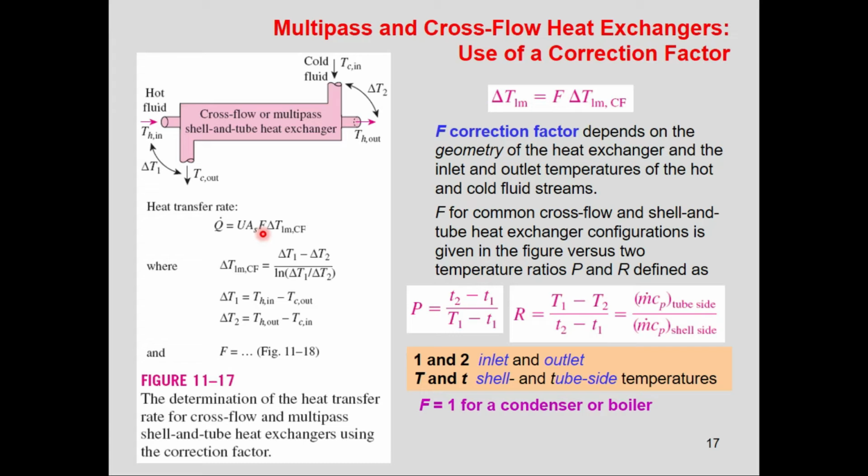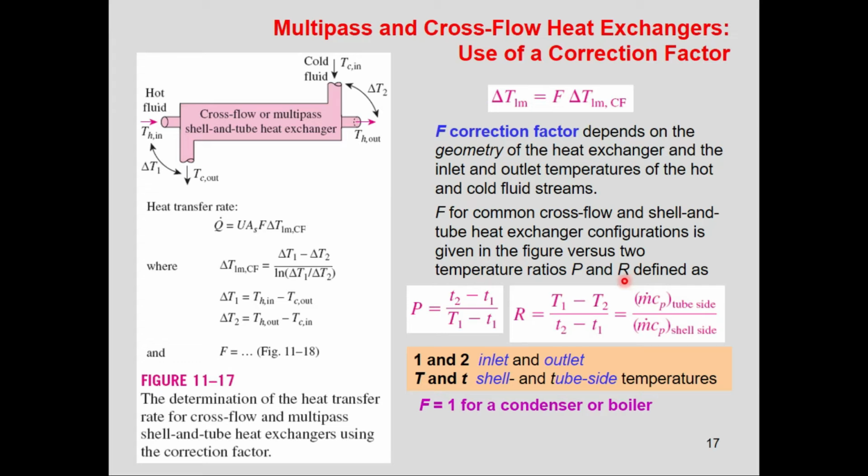So when you are using only a double pipe heat exchanger, either for countercurrent flow or parallel flow, you do not have to use this correction factor, right? You have to use the correction factor F only for configurations which involve multipass and cross flow heat exchangers. The value F, the correction factor for common cross flow and shell and tube heat exchanger configurations, is given in the figure versus two temperature ratios, right? One temperature ratio is capital P, and the second temperature ratio is known as R.